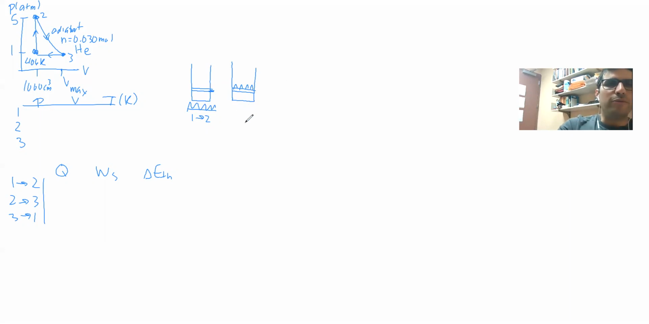But then from 2 to 3, we're going to insulate the gas and remove the mass so that the temperature decreases and the pressure goes down while it expands. So this is 2 to 3. And then from 3 to 1, we are taking that now high volume, low pressure gas and cooling it back to its starting value right here. So this is 3 to 1.